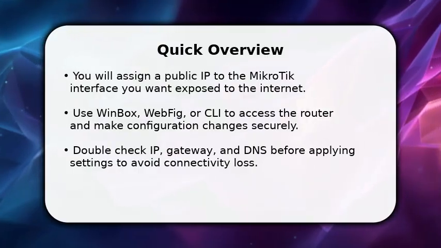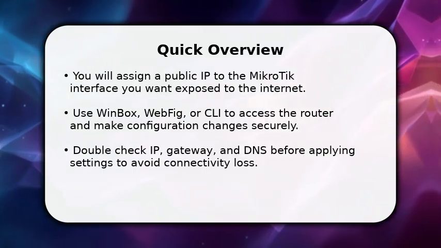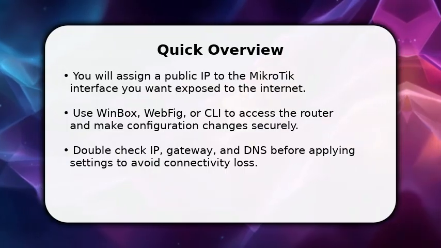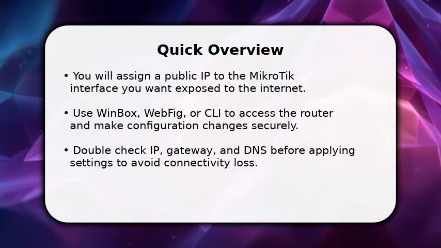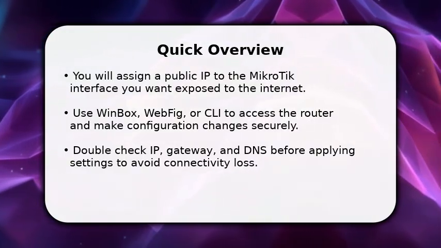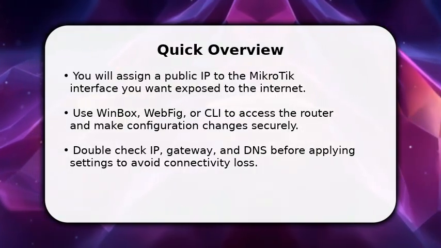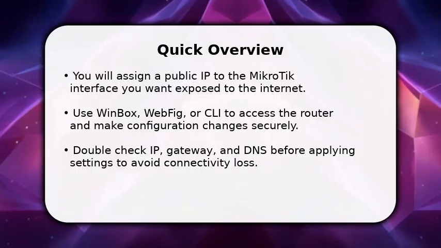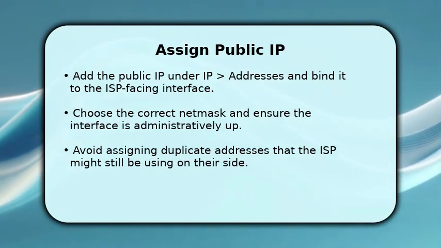In this video, I will show how to configure a public IP in Mikrotik. Start by connecting with Winbox, Webfig, or SSH, then open IP addresses and add the public address to the correct interface. Next, set IP routes with the provider gateway, update IP DNS with your preferred servers, and test with ping to confirm reachability. When assigning the public IP, be clear and methodical.